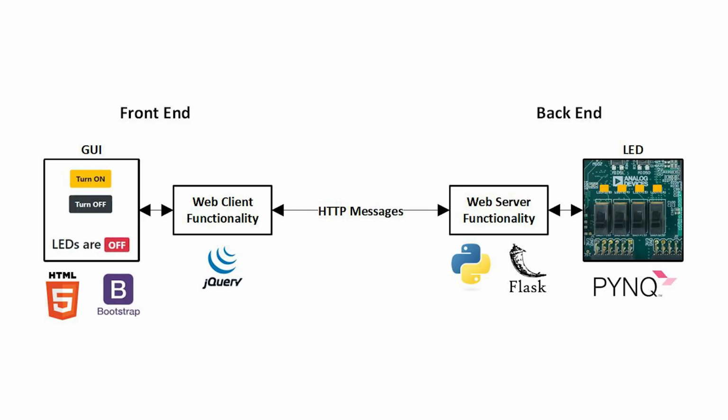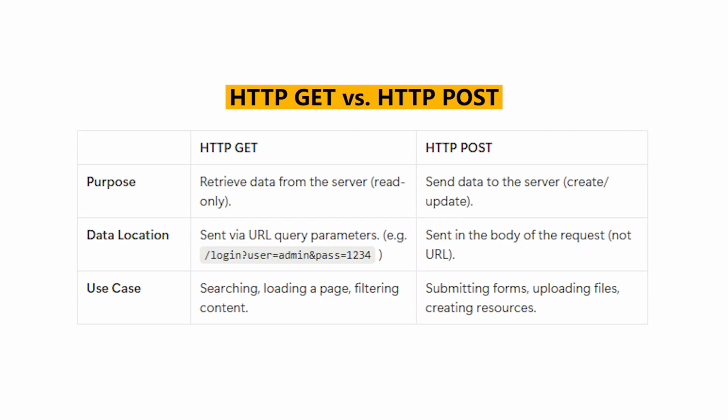There are two types of HTTP methods that will be used in this project: HTTP GET and HTTP POST. The HTTP GET method is usually used to retrieve data from the server, in other words, to perform read-only operations. The query parameters are sent in the URL, so they are visible. In contrast, the HTTP POST method is typically used to send data to the server, in other words, to perform create or update operations. In a POST request, the data is sent in the body of the HTTP message, so it is not visible in the URL.